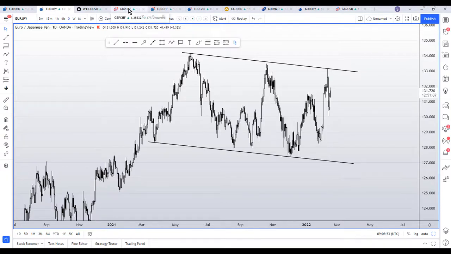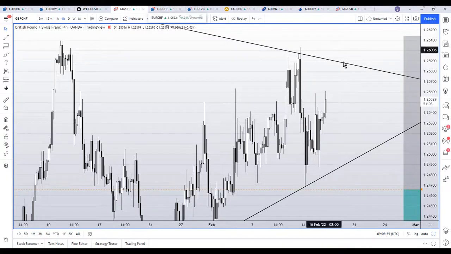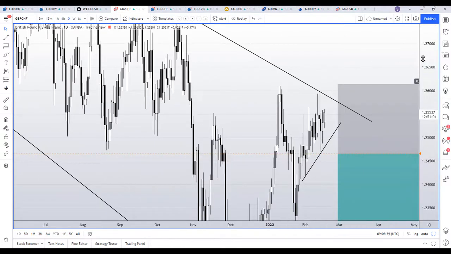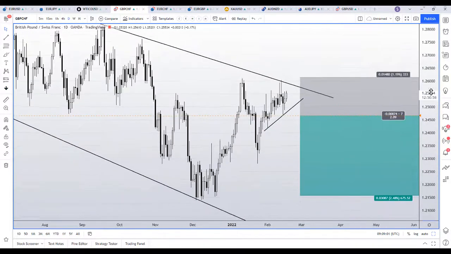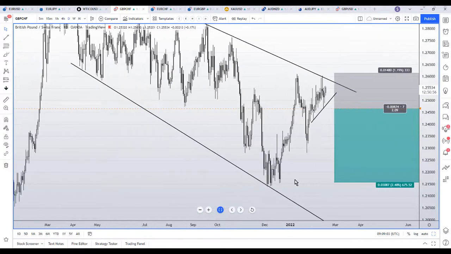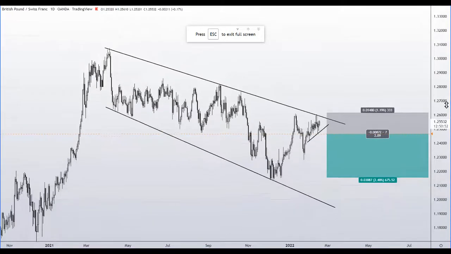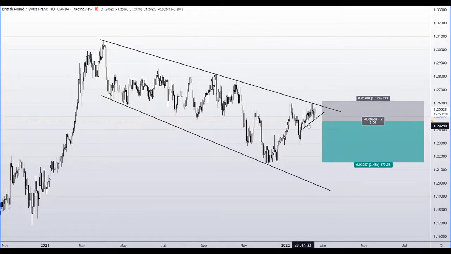Pound Swiss, pound Swiss. This is not an order I've sent out to anyone, by the way, guys. It's just ideas. We have a descending structure. We have price testing resistance here. I wouldn't say it was trending anymore, particularly, or impulsive, I should say.